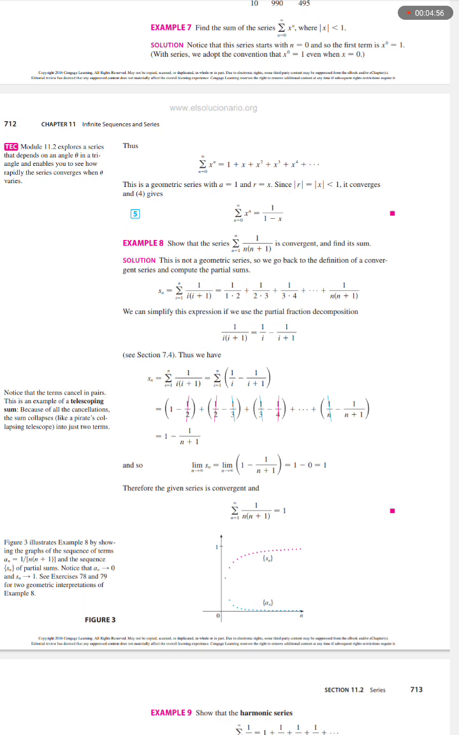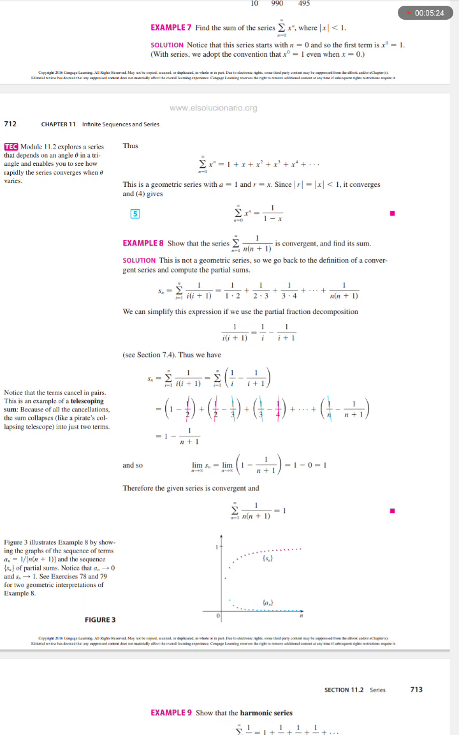Sidebar: notice that the terms cancel in pairs. This is an example of a telescoping sum. Because of all the cancellations, the sum collapses like a collapsing telescope into just two terms.